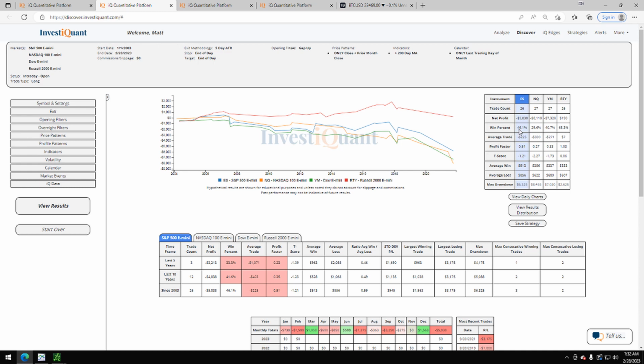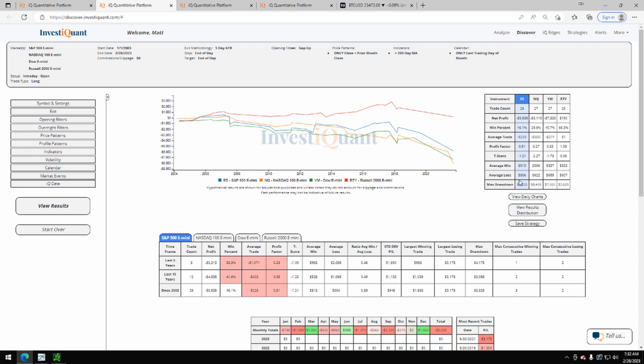If we look at the win rates on these, S&P coming in a little bit weak, 46% of these have closed above the opening print. NASDAQ, very weak, about 30% have closed above the opening print. Dow coming in 41%, and the Russell is a bit of an outlier over here at 65% of those have closed above the opening print, so much stronger there.